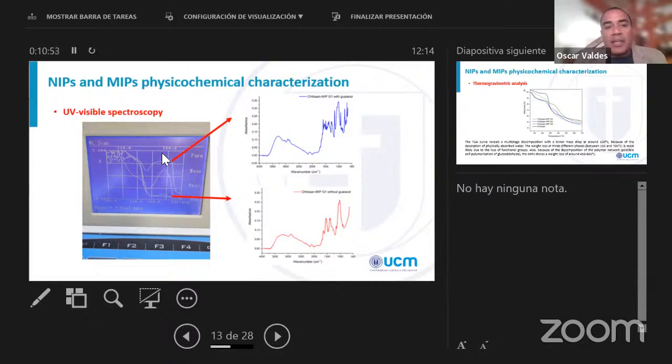aquí inicialmente el material donde la señal correspondiente al guayacol, que sale sobre los 290 nanómetros, y después de los 4 lavados se nota que desaparece completamente, lo cual da un indicio de la formación exacta del compuesto que nosotros queríamos. Aquí se ve básicamente la quitosana entrecruzada con glutaraldehído.